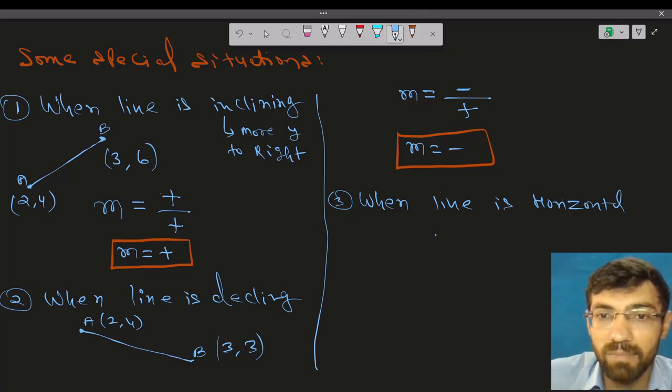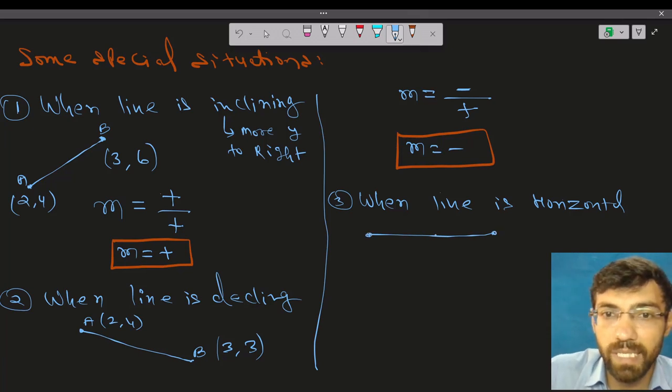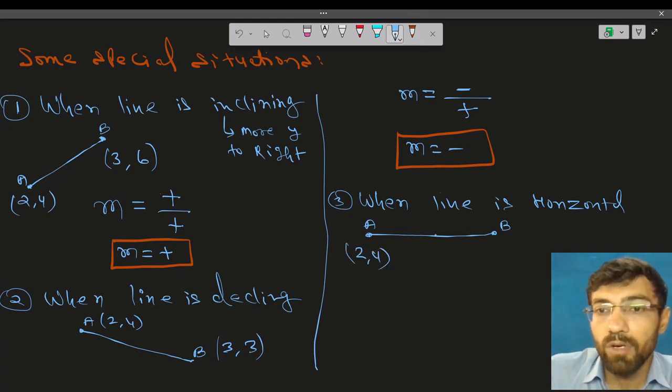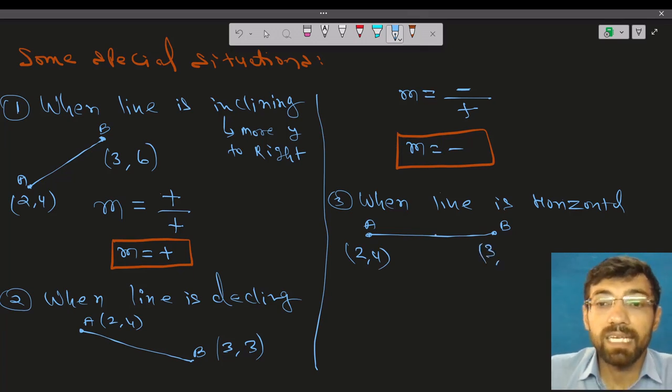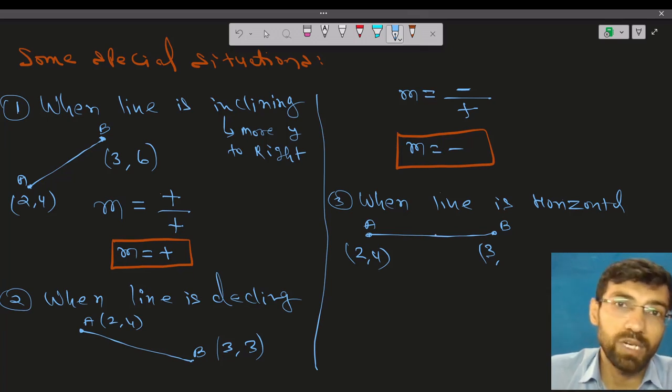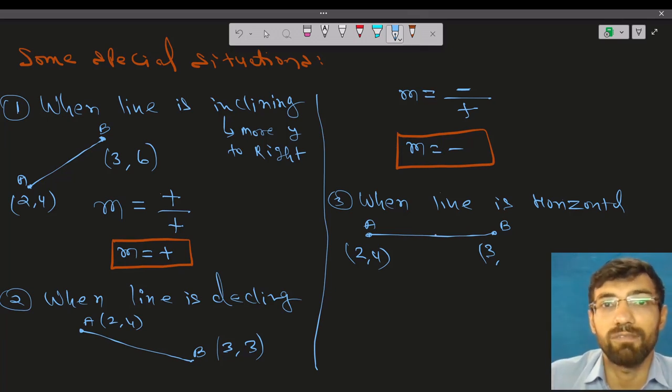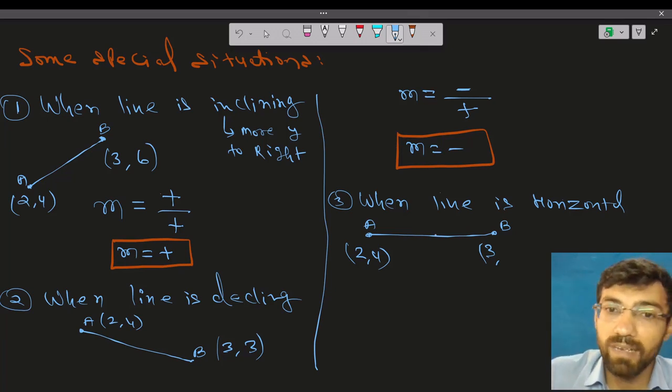Let us say this is also a quite important situation: when your line is horizontal. So let us say a line is like this one. This is point A, this is point B. Horizontal line means this. Let us assume the coordinate of point A is 2 comma 4, same way. What about point B? Since point B is to the right of A, the x coordinate will be more. Let us assume 3. What about the y coordinate? We can clearly see the y coordinate of point B will be the same as the y coordinate of point A. Why? Because B is at the same height as A, so the y coordinate will be only 4.